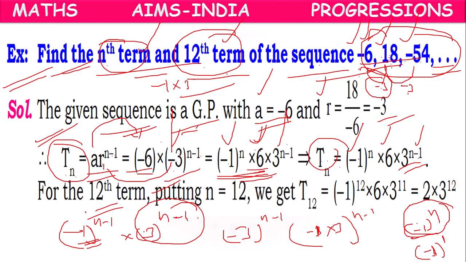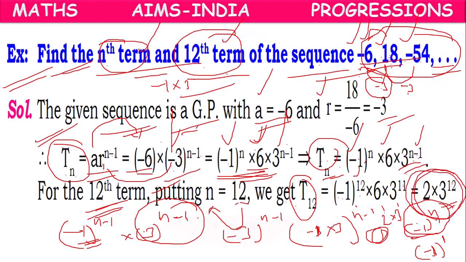If we want to find the 12th term, we have to put 12 in the place of n. So we will get T12 equal to minus 1 whole power 12, 6 into 3 power 12 minus 1, which is 3 power 11. Minus 1 whole power 12 equals 1. So it is 6 into 3 power 11, or 6 can be written as 2 into 3. So 3 power 1 times 3 power 11 becomes 3 power 12. So we can write it as 2 into 3 power 12. This is the 12th term value.